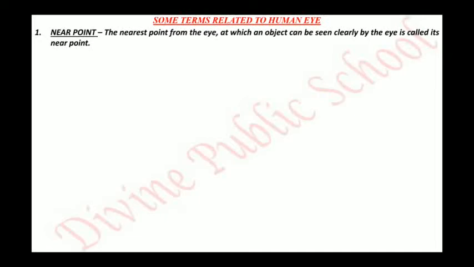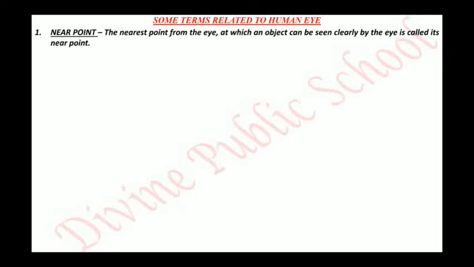But in that case there is a stress in our ciliary muscles. Ciliary muscles are the muscles which hold the eye lens. So there is much stress in the ciliary muscles, and due to this stress the muscles get weakened as time passes. That's why it is advised that whenever you are studying, you keep your books and copies at a distance of 25 centimeter. Okay, now let us move ahead.